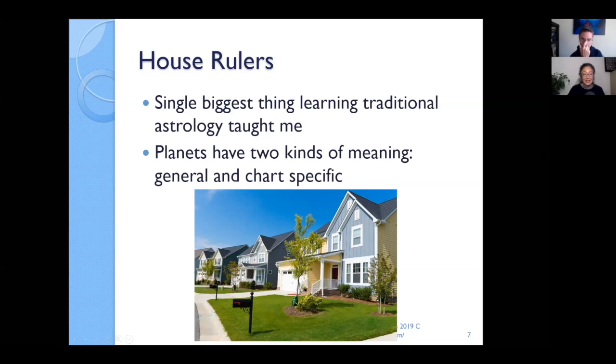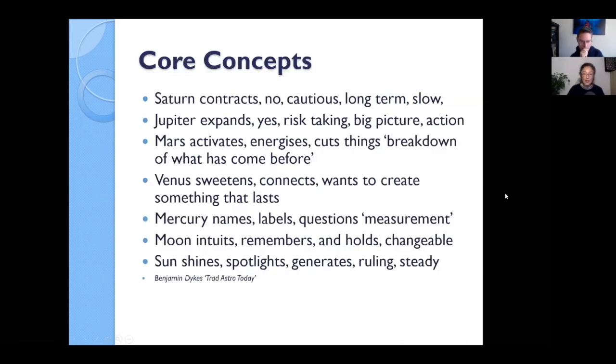Now, the general meaning of a planet is probably something you're already familiar with. Here is a list of keywords, a beautiful list from Ben Dykes's book, Traditional Astrology for Today. Things like Saturn being about contraction, being cautious, or things taking a long time. Jupiter being about expansion, risk-taking, or seeing the big picture. Mars being an activating or energizing planet, but also a planet that can cut things. Venus being a sweetening, moistening, binding kind of energy. So she's magnetic. She helps pull things together.